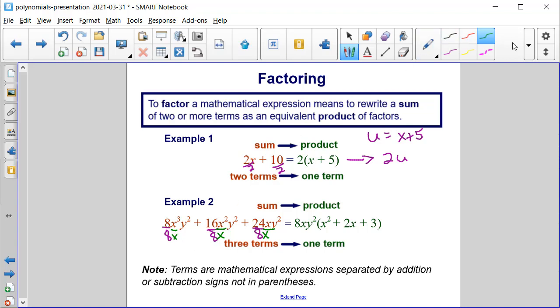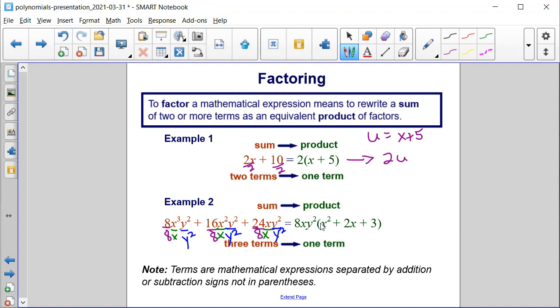We can also do something similar with y. We have y squared, and y squared. So we can divide all of these by y squared. So 8xy squared, that's my common factor that I am pulling out. And then we're going to do the division to get all of the remaining terms.